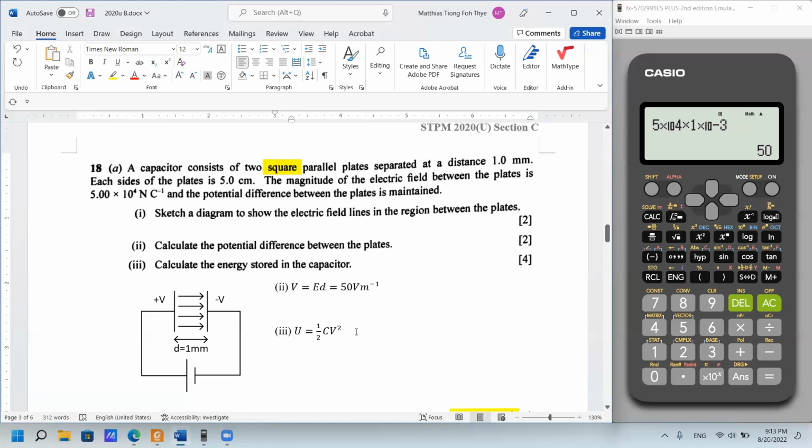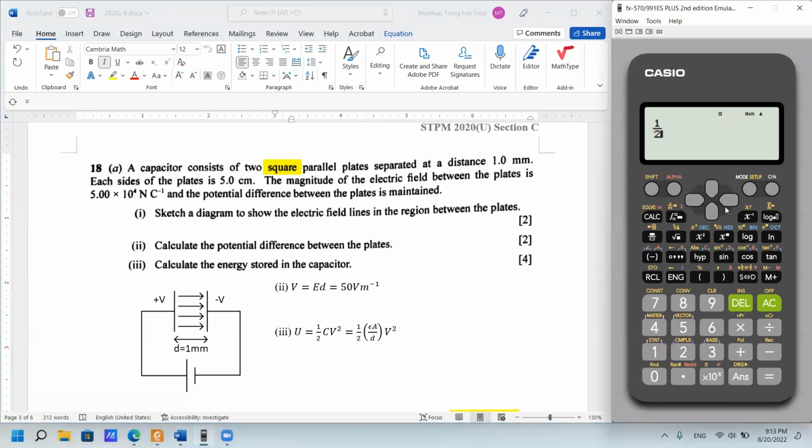Capacitance can be obtained by the formula epsilon A over d, where the energy can be re-expressed as half multiplied by the capacitance, the permittivity, multiplied by the area over the separation distance, multiplied by V squared. So all the values can be obtained. What we have is 1 over 2, multiplied by the capacitance, where we have the permittivity, multiplied by the area of the base, which is a square.